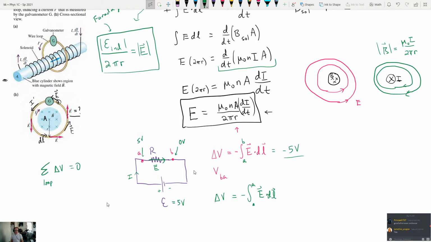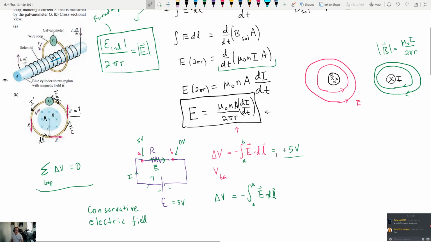Okay, so we call this type of electric field a conservative electric field. And we use the word conservative because it's a conservative vector field. It obeys this property. That's pretty much what conservative means. It means that the work done by the force is independent of the path, basically.